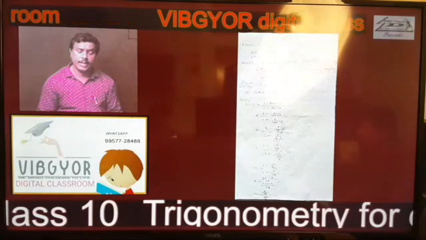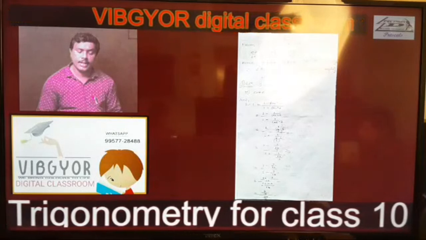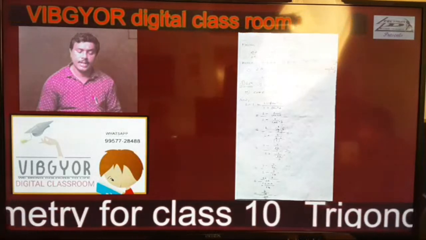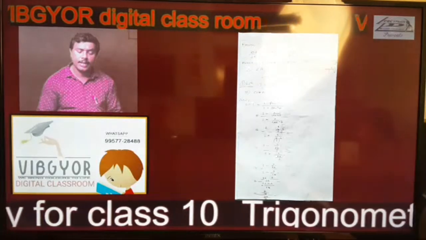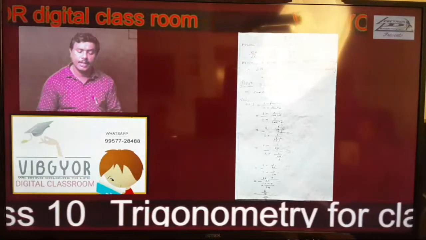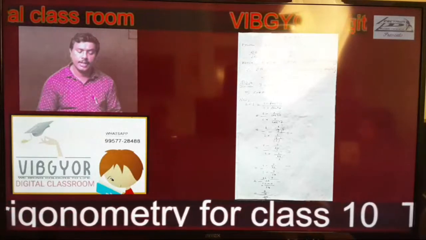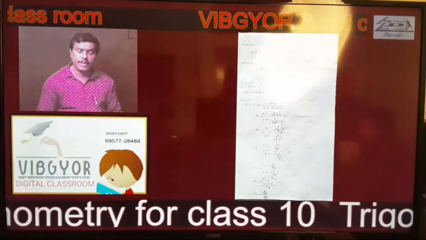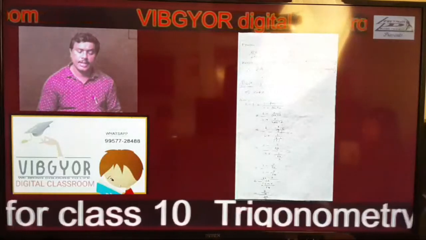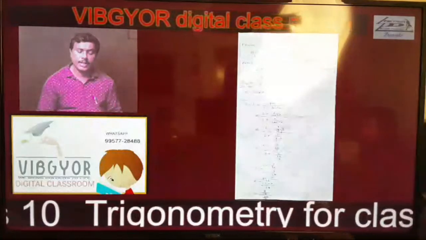Now we are taking question number 8 from exercise 8.1. Already it is displayed. In this question, it is given 3 cot A is equal to 4, and you have to check whether 1 minus tan square A by 1 plus tan square A is equal to cos square A minus sin square A or not. So we will write left hand side. First of all, we are taking 3 cot A is equal to 4. So cot A is equal to 4 by 3.